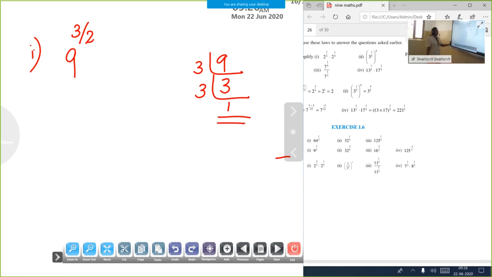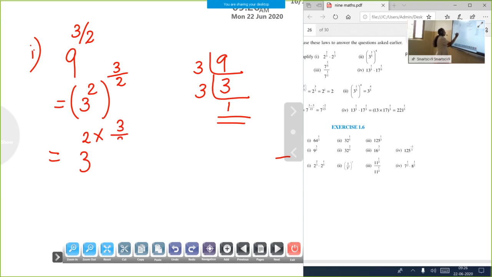How many 3s are there? 2 3s. So in the place of 9, we can write 3 square. 2 3s are here, so we can write 3 square, the whole raised to 3 by 2. Next step, 3 raised to 2 into 3 by 2. What is 2 into 3 by 2? Just do it in the working column.